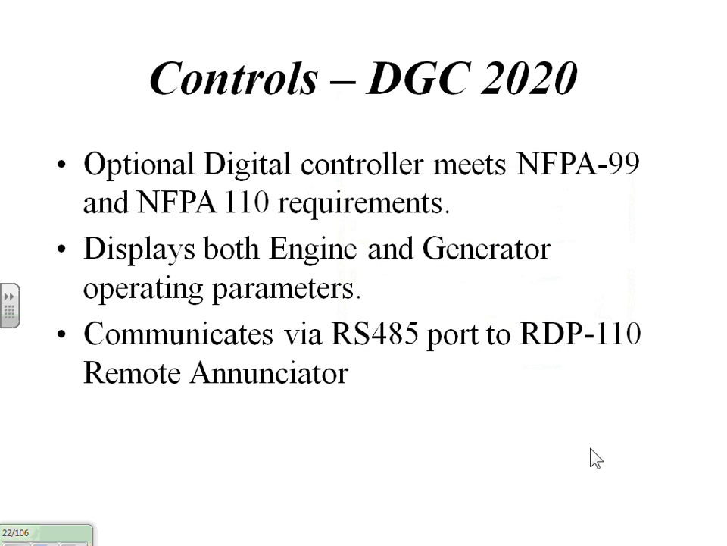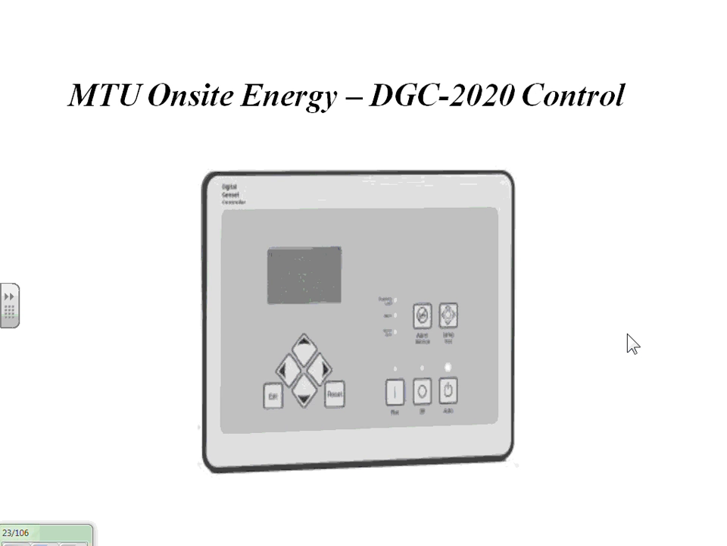We have a digital controller also. This is more state-of-the-art. As we move through time, everything is becoming digital. So this is the MTU DGC 2020 control. Again, fully compliant with NFPA 110. It's a little more functional, a little more agreeable. It's got terminals, RTU ports that you can get into an RS-485 connection. So you can monitor it, or an RS-485 out to a remote annunciator. It might be put up in a hospital location, for instance.